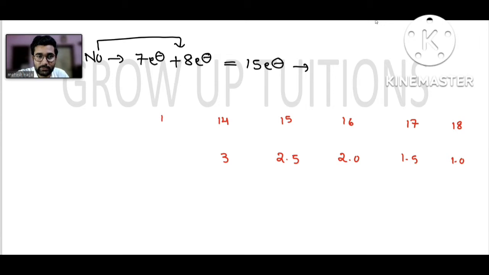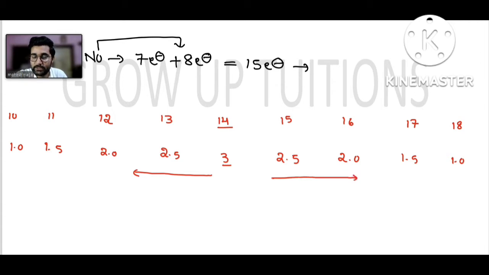Now let us come to the other side. If the number of electrons is 13, its bond order is 2.5. If it is 12, it is 2.0. If it is 11, it is 1.5. If it is 10, it becomes 1.0. Here the number of electrons is 14, that is 3. From 14 toward the left-hand side the bond order decreases, and toward the right-hand side also the bond order decreases. You have to remember this.